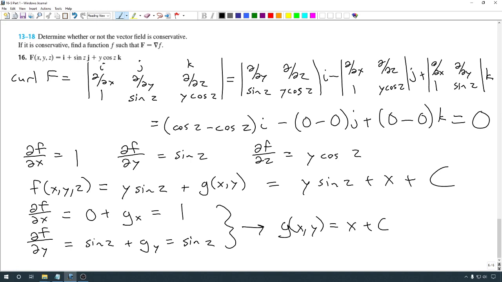Alright, so I'm going to leave this here. This is all our stuff about the curl. In our next video, we're going to talk about another operator called the divergence. So meet me there and we'll learn all about that one.